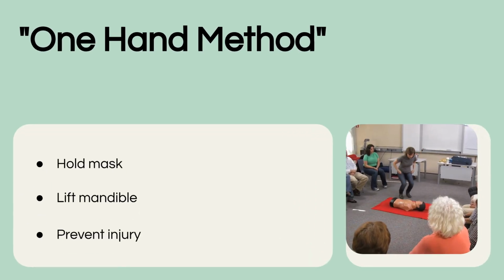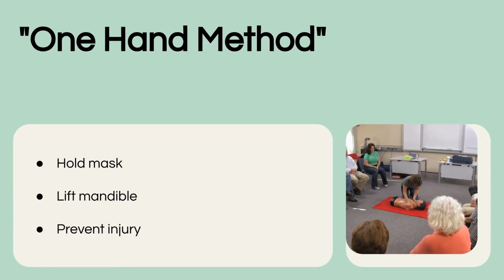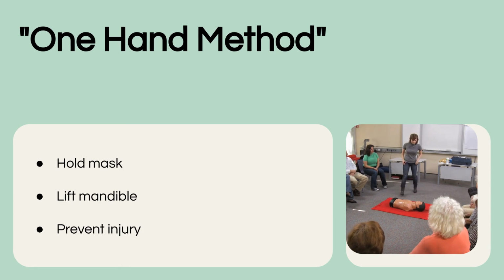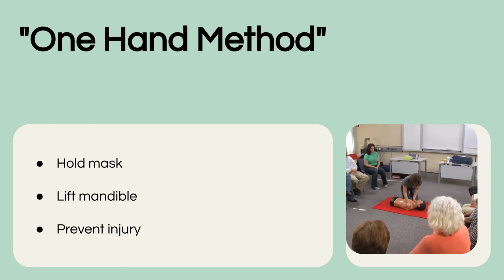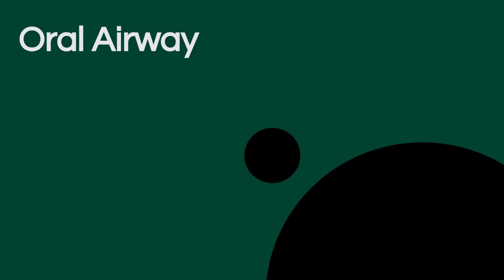Proper technique involves the one-hand method, using the jaw thrust to maintain a seal. Be aware of complications like nerve or eye injury and gastric inflation. Next, let's explore artificial airways, starting with the oropharyngeal airway, or oral airway.